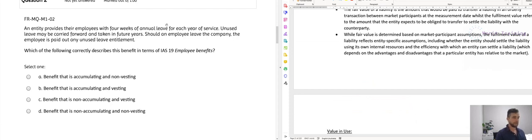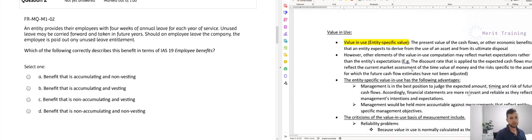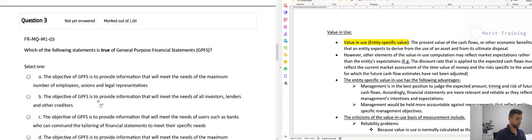Okay? And then the other alternate is vesting versus non-vesting. So vesting basically means, if you remember from our video, if the employee leaves, it has to be paid out. And if it doesn't have to be paid out, like for example sick leave, it's non-vesting. So based on this, we know that this benefit is accumulating and vesting because it says they can carry it forward and it's also paid out. So therefore, it is B.